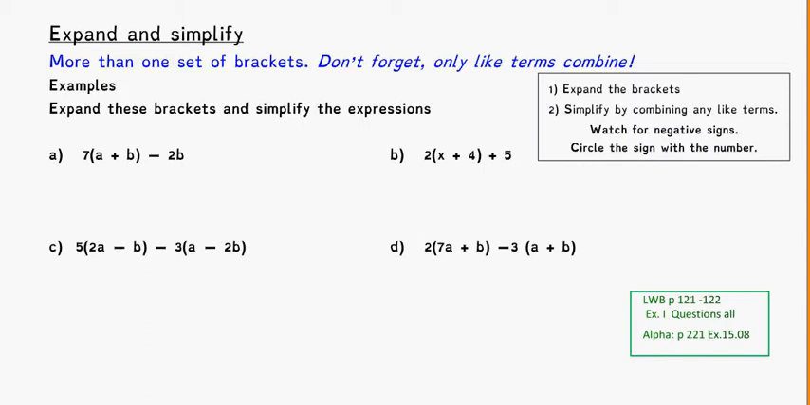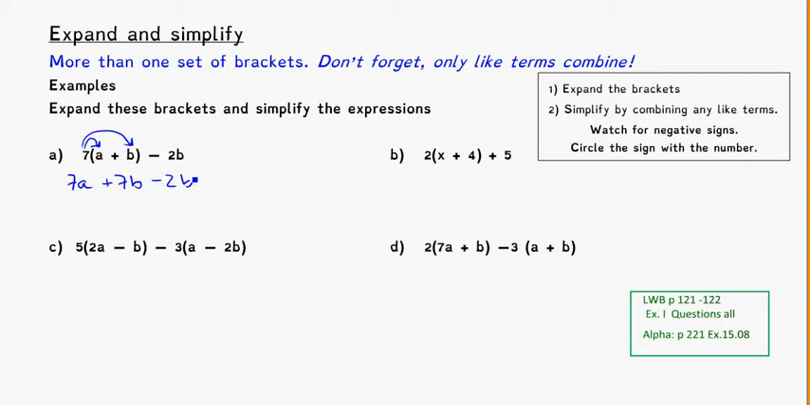So like we've done before, if I'm expanding brackets, I need to just times the number or thing in front by everything inside. So that's 7 times a. 7 times 1 is just 7, so 7a. 7 times a positive b gives me plus 7b. And then I still have a minus 2b there.